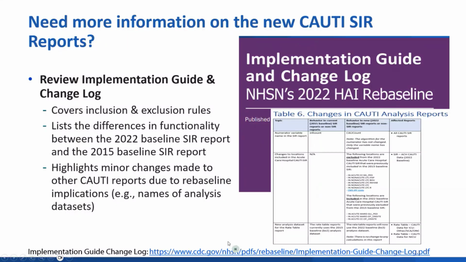If you're looking for more detailed guidance or need help navigating changes related to the 2022 baseline, I recommend reviewing the CAUTI SIR implementation guide and change log provided by NHSN. This guide clearly outlines inclusion and exclusion rules for the 2022 baseline model, helping you understand what data are factored into the SIR and why some records may be excluded. It also includes a helpful comparison of the differences in functionality between the 2022 and the 2015 baseline report. This is particularly useful if your facility is used to working with the 2015 reports and you want to better understand what's new or changed.